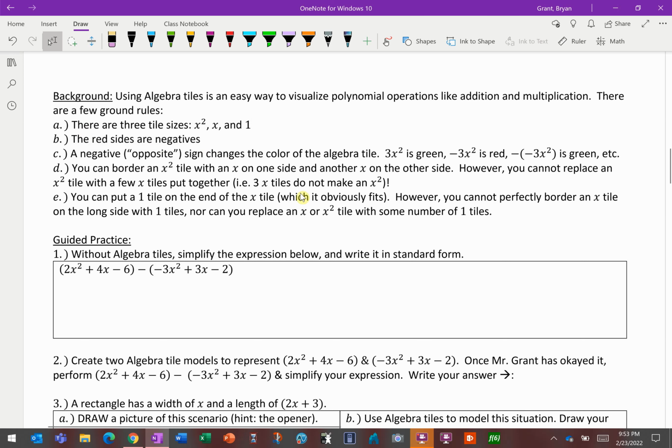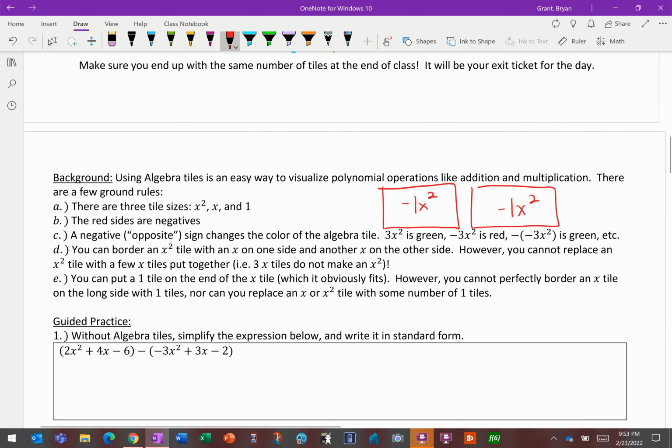You'll notice if you flip any of your tiles over, they become red. That means they are negatives. So if you have a blue side facing up, that is a positive 1x squared. If you flip it over, that represents a negative 1x squared. If you had 2 of these negatives next to each other, and I know those aren't squares, then there are 2 of those negative 1x squareds, and so that's representing negative 2 of those x squareds.